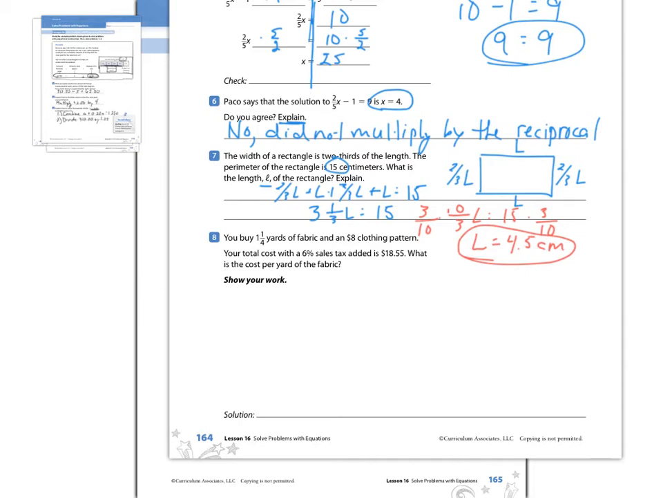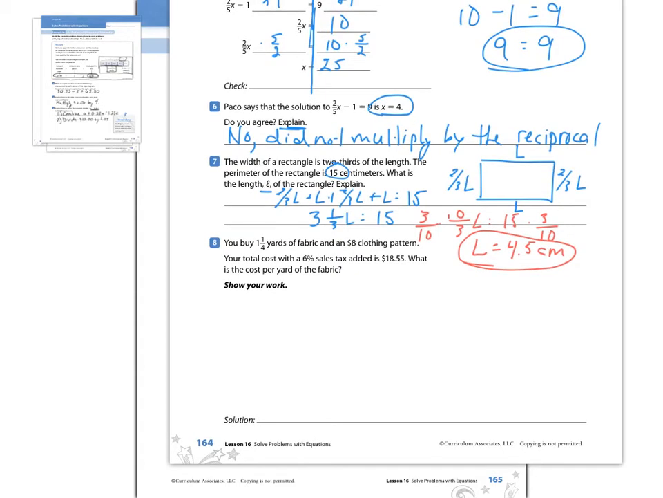Okay, the first thing we need to find is the cost without the tax. So what I know is your total cost with a 6% sales tax. So 1.06 times, and I'll just put a P for the price of the fabric, is equal to $18.55. Again, that 1.06 represents the cost of the fabric and a 6% sales tax. Solving that equation, we would divide both sides by 1.06.